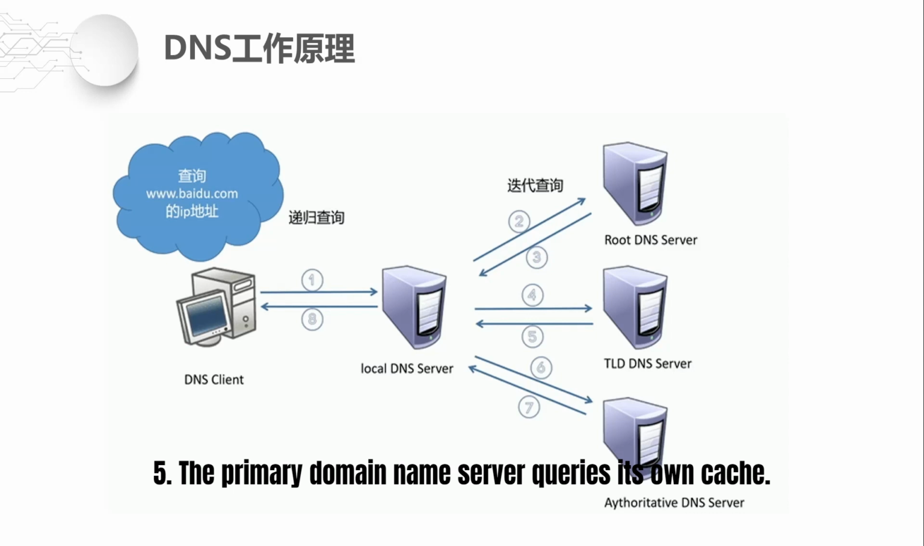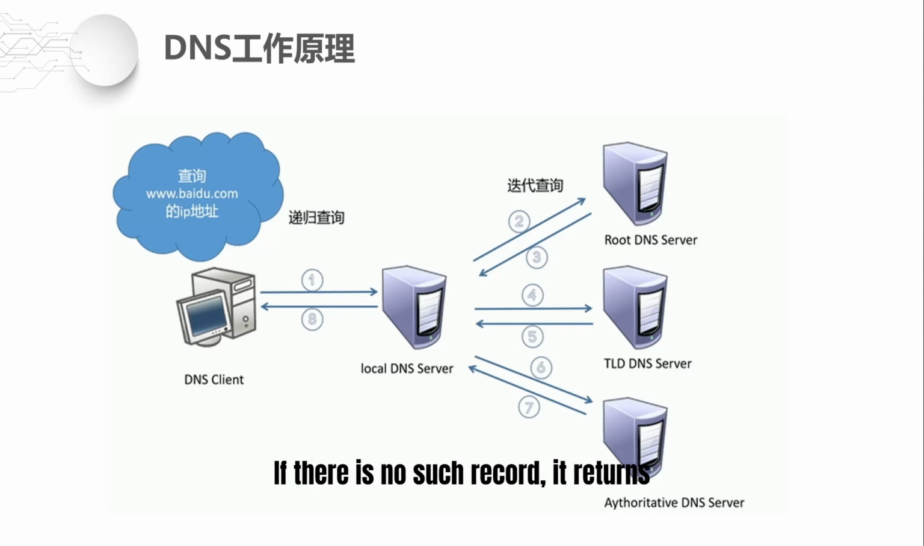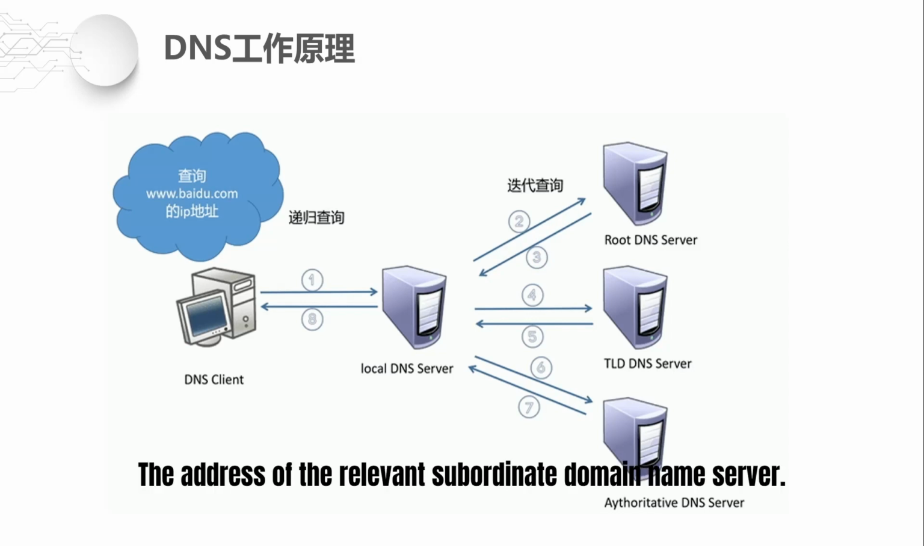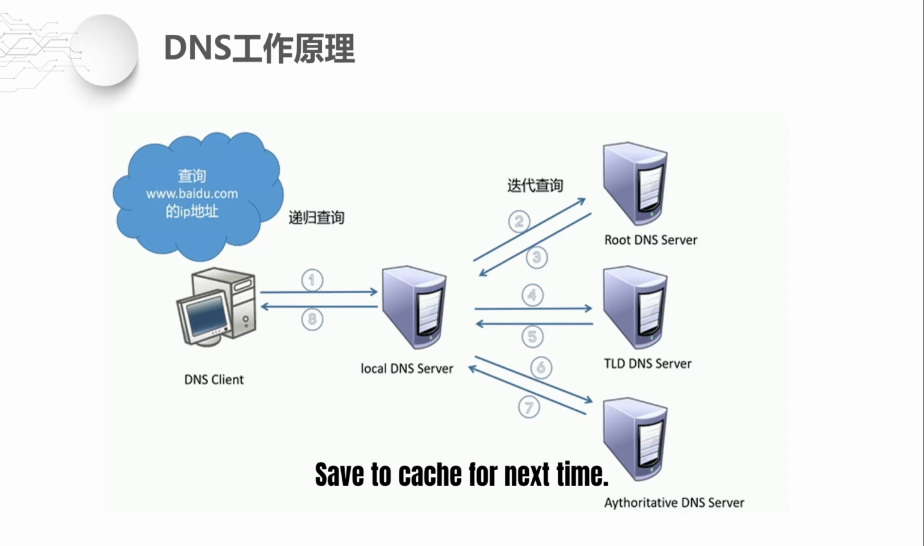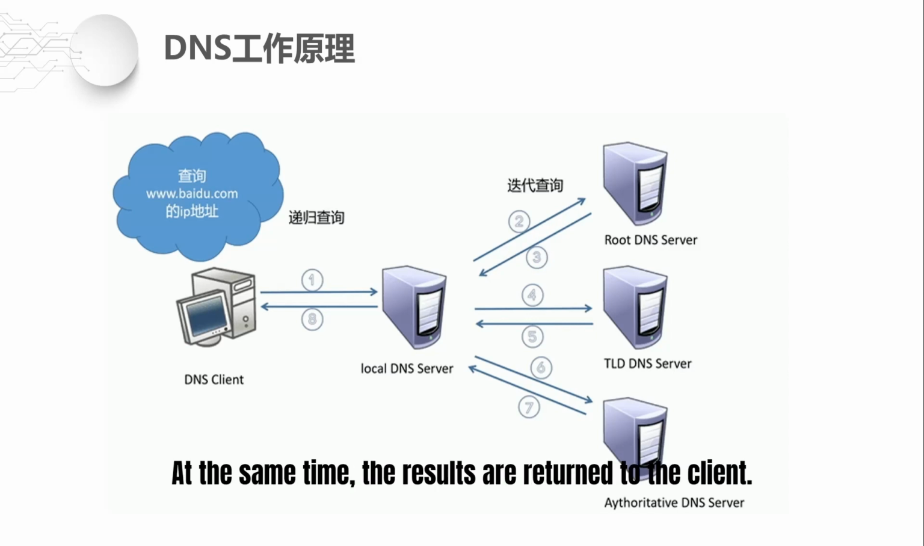5. The primary domain name server queries its own cache. If there is no such record, it returns the address of the relevant subordinate domain name server. Repeat step 4 until the correct record is found. 6. The local domain name server returns the result, saves it to cache for next time, and at the same time, the results are returned to the client.